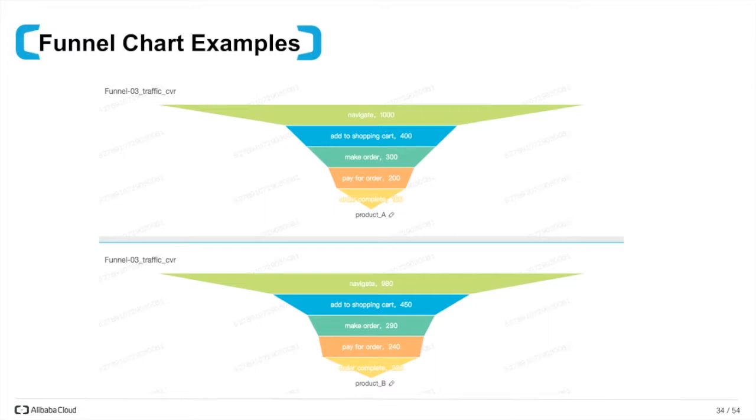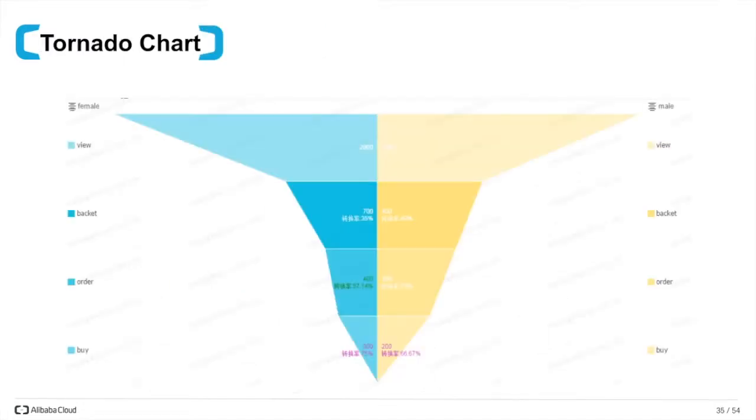So from this example, you can see product A and product B have different ratios to turn the customer into the next phase.